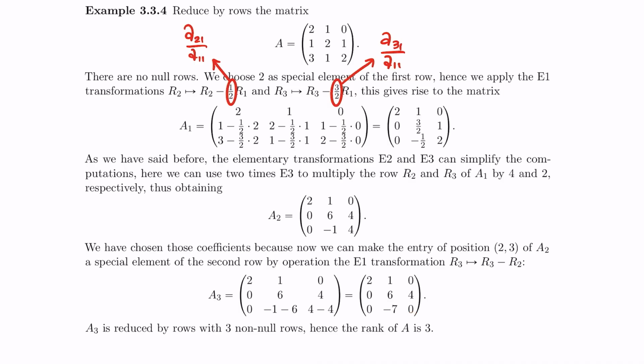We have finished the iterations because we have for the first row of A3 a special element, for the second row of A3 a special element, and we don't care about the third row. To resume, the matrix A has been reduced by rows to the matrix A3, which has 3 non-null rows which are linearly independent, and so the rank of A3 is 3, which is equal to the rank of A because we have just applied E transformations.